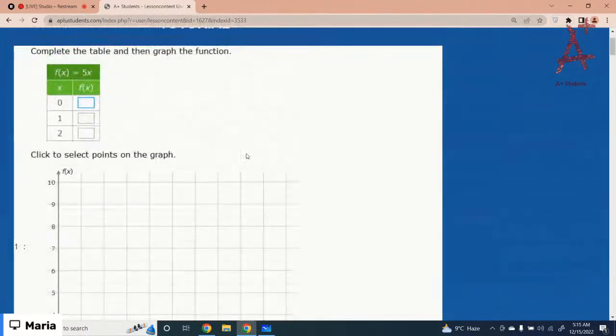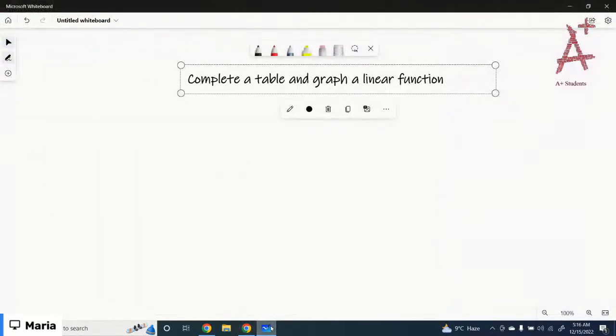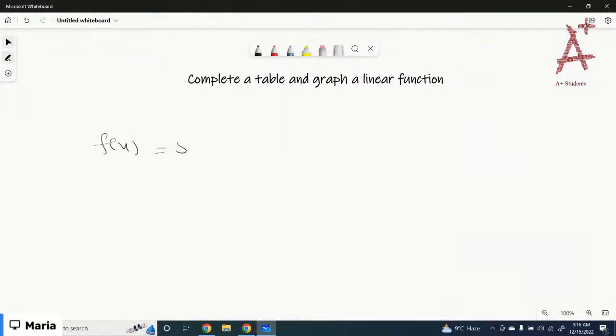You are given the equation. Here is the equation: f of x equals 5x. You have the values of x, and let me just do it on the board. You have to complete the table. The table has x and f of x. The values of x given are 0, 1, and 2.